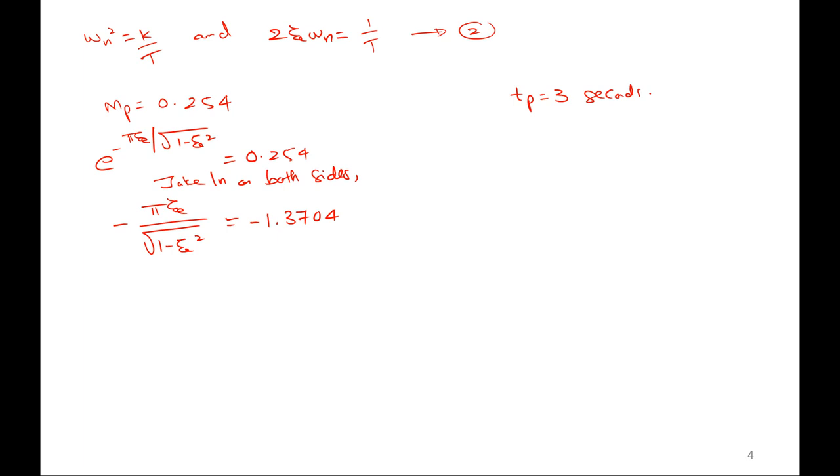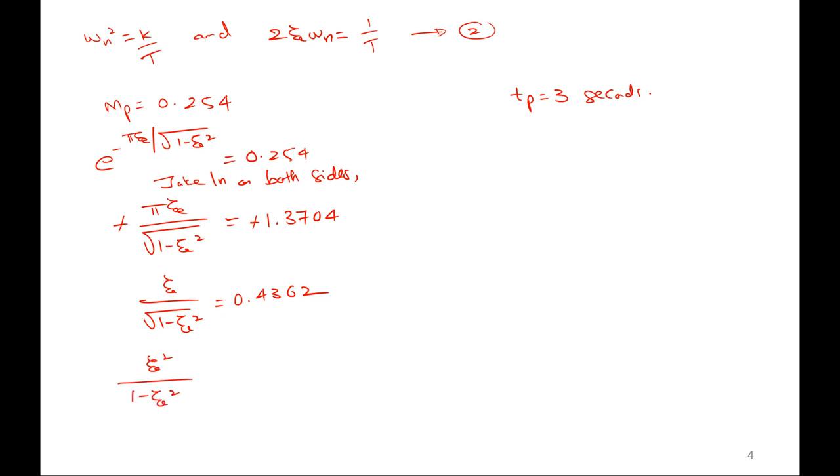Okay, I want the value of z. The minus signs will get cancelled, and this pi will be taken to the other side. So z divided by root of 1 minus z square equals 1.3704 divided by pi. I am getting it as 0.4362. Now square on both sides to find the value of z. So z square divided by 1 minus z square.